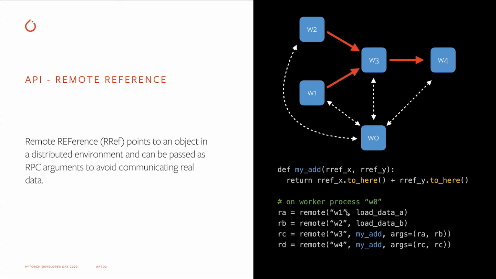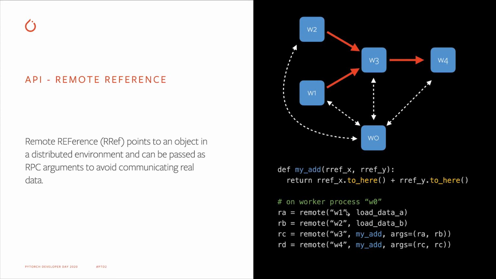Let's look at one of the remote calls, the one from W0 to W3. The arguments RA and RB are remote references of outputs from W1 and W2. When using RA and RB as arguments in the RPC API, the RPC system will automatically fork RA and RB on W3 and increment the reference count accordingly. Then on W3, it calls to_here to fetch the real data from W1 and W2, which will block until the data is received in W3.